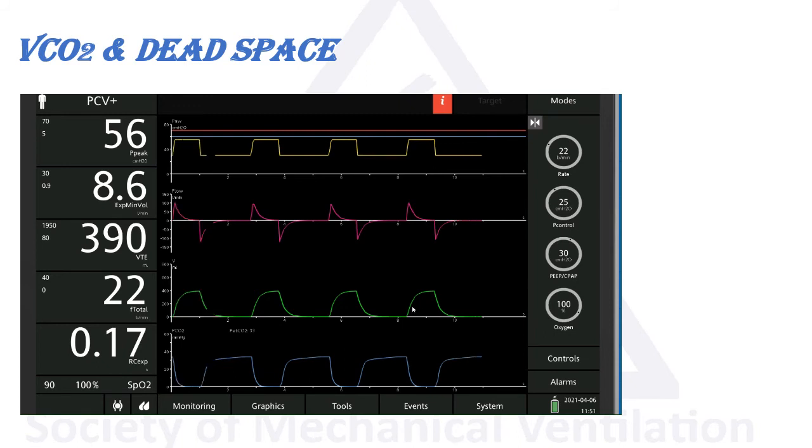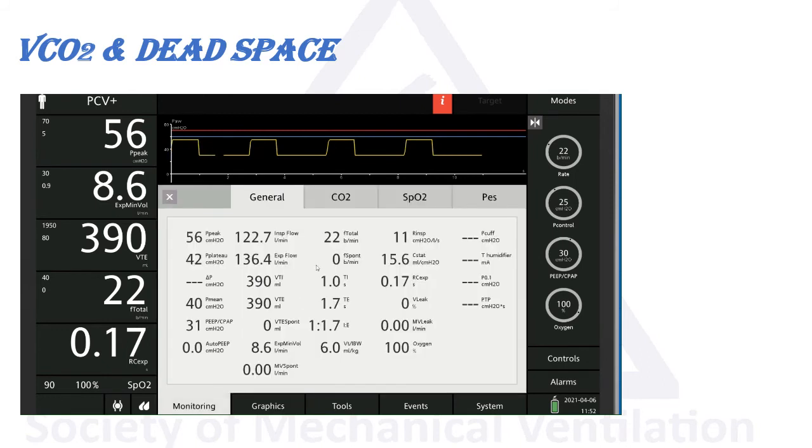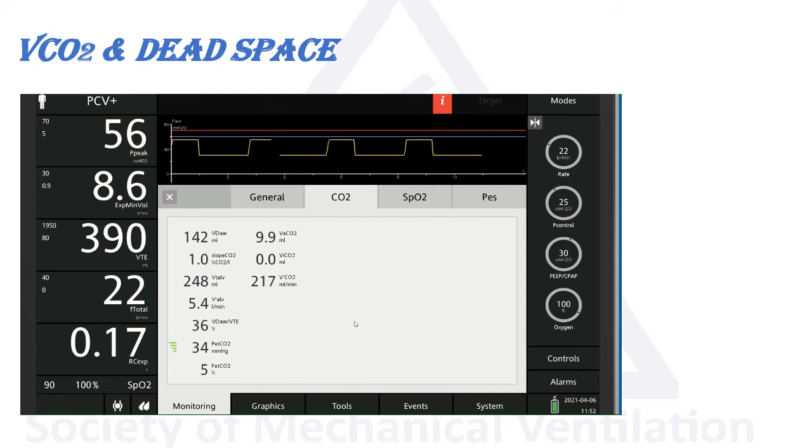So again, to the same patient of ours, airway pressure, flow, tidal volume, and here's the capnography, volumetric capnography, which is actually underused in mechanical ventilation. So we'll look at the graphics. I put that patient on 30 of PEEP intentionally to over-distend him. And you can look at the numbers here.